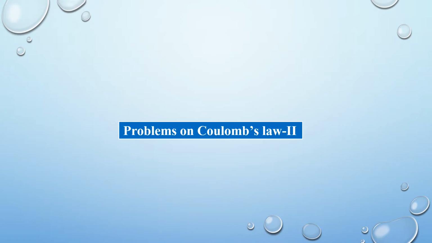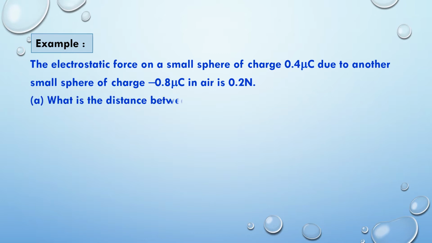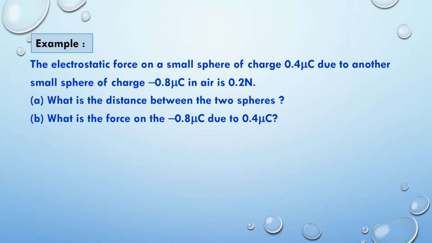Let us consider some problems on Coulomb's law. First example: the electrostatic force on a small sphere of charge 0.4 microcoulomb due to another small sphere of charge minus 0.8 microcoulomb in air is 0.2 Newton. What is the distance between the two spheres?